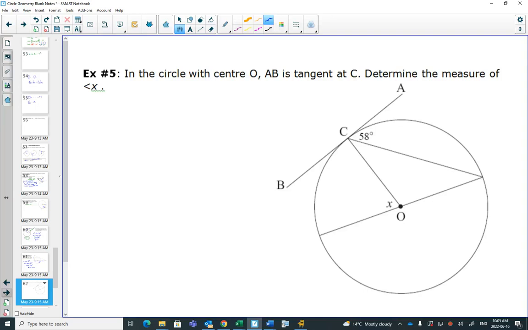So, circle with center O. AB is tangent to C. Determine the measure of x. If you tried to figure this out right away, you cannot. However, what do you know? If you have a tangent to the center, this whole thing is 90. So that'd be 32, and then it's an isosceles triangle, so it's another 32 on the other side. Then you make it 180, so it's 116. And then the other side is 64 because it's a straight line.